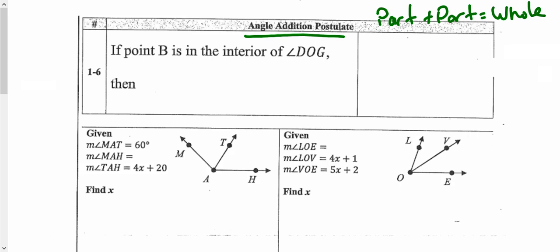So let's go ahead and draw this DOG. So we'll put the D over here. Remember, the center letter always has to be the vertex.